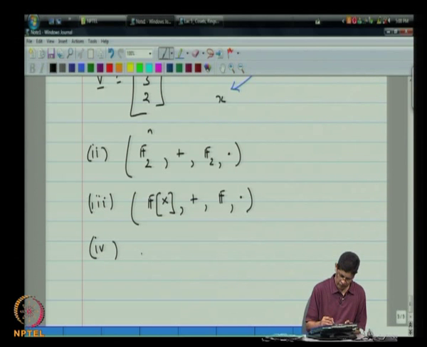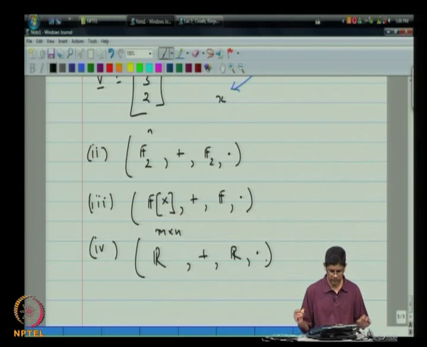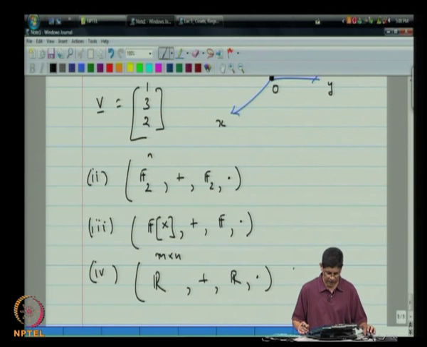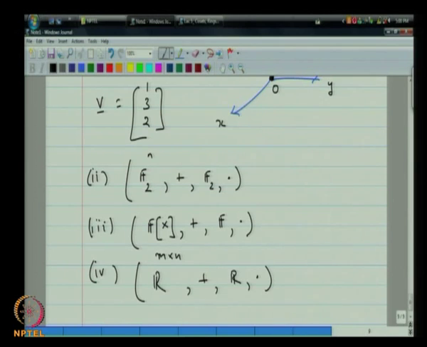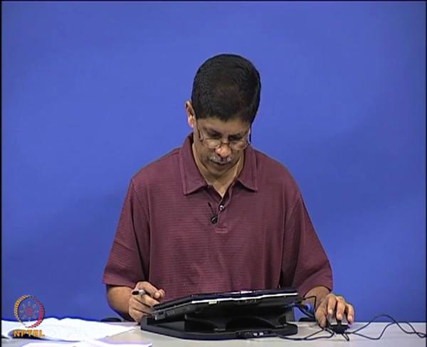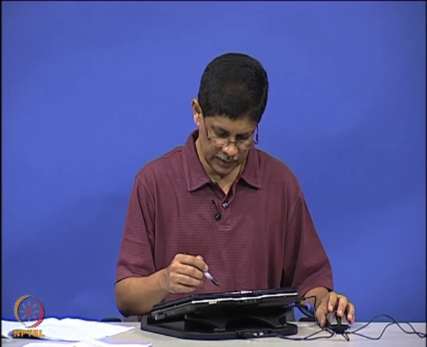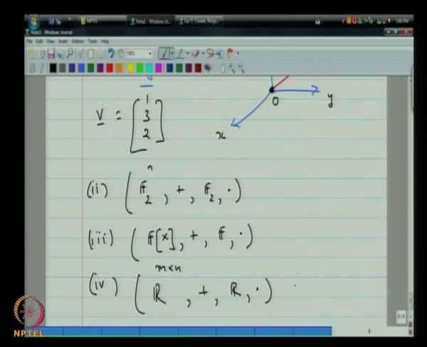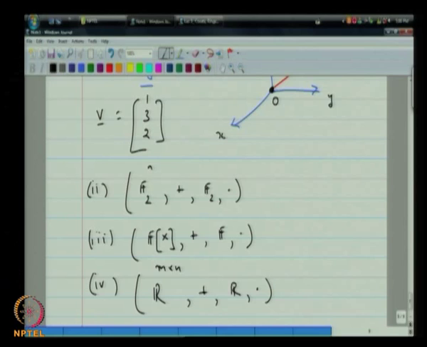And you can even think of the set of all m by n matrices as forming a vector space. Again, for lack of time I will not actually bother going through the verification process. I think addition and multiplication, the definition in every one of these cases is fairly straightforward. So, you just have to go through the axioms and verify for yourself that they are actually satisfied.